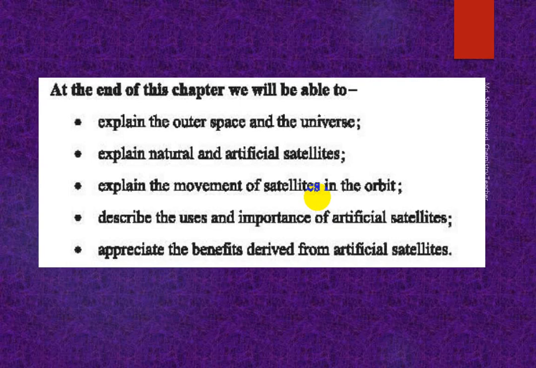After this chapter we will be able to say what outer space in the universe is. We will be able to explain natural and artificial satellites, and the movement of satellites in orbit, and we will be able to describe the uses and importance of artificial satellites and appreciate the benefits from artificial satellites.